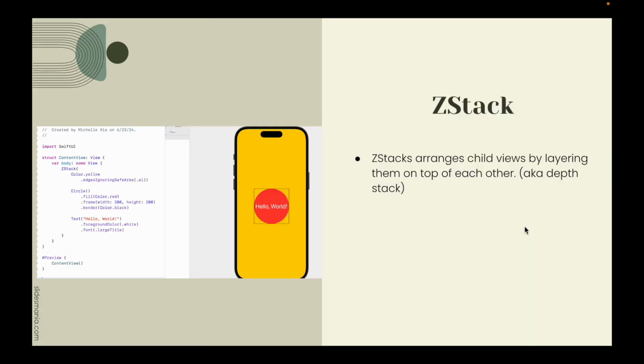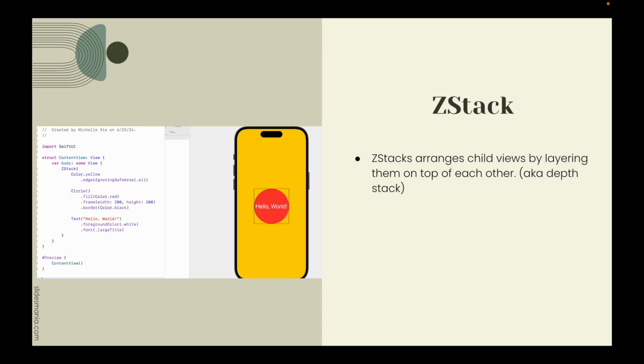And then Z stacks. So Z stacks arrange child views by layering them on top of each other. So it's also known as depth stack. In this example here, we used a Z stack, and then I changed the background color to yellow with Color.yellow, and then ignore safe area. That means that it covers the whole phone screen. And then I added a circle on top of it with a frame and then some text. So all of these are layered on top of each other, and that is what Z stacks are used for. Also keep in mind that you can add an H stack under a V stack anytime you want.